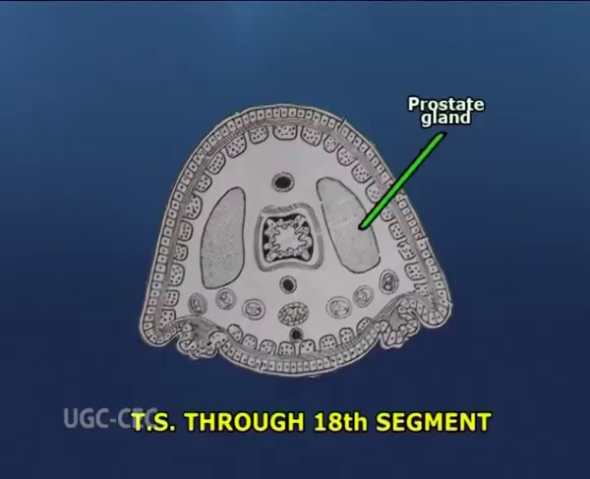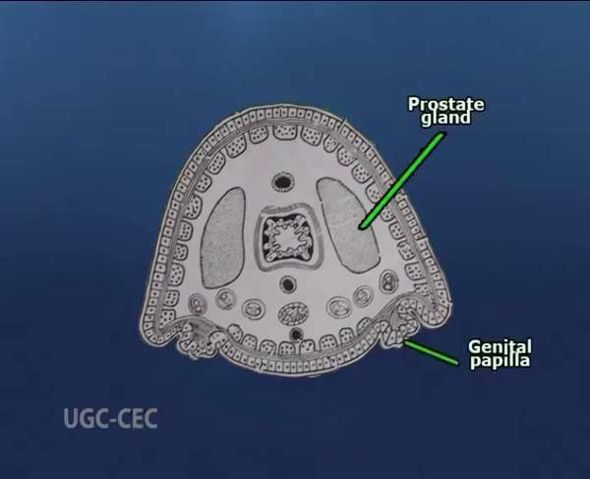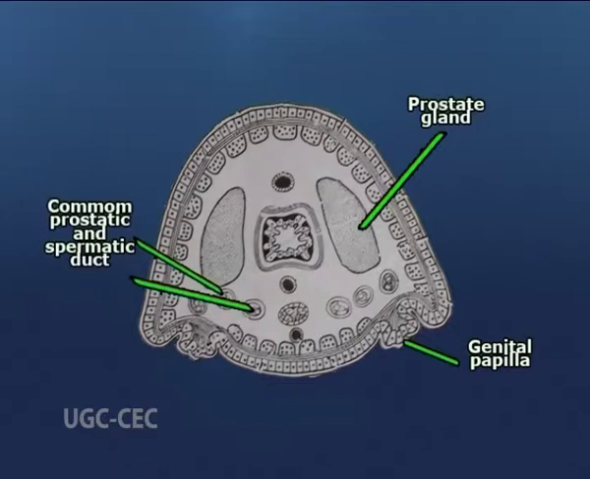Comments: this section passes through the 18th segment and contains a pair of prostate glands and genital papilla. Prostate glands are of irregular shape, differentiated into glandular and non-glandular regions. The latter part forms the prostatic duct, which joins with the sperm duct and is enclosed in a common sheath.